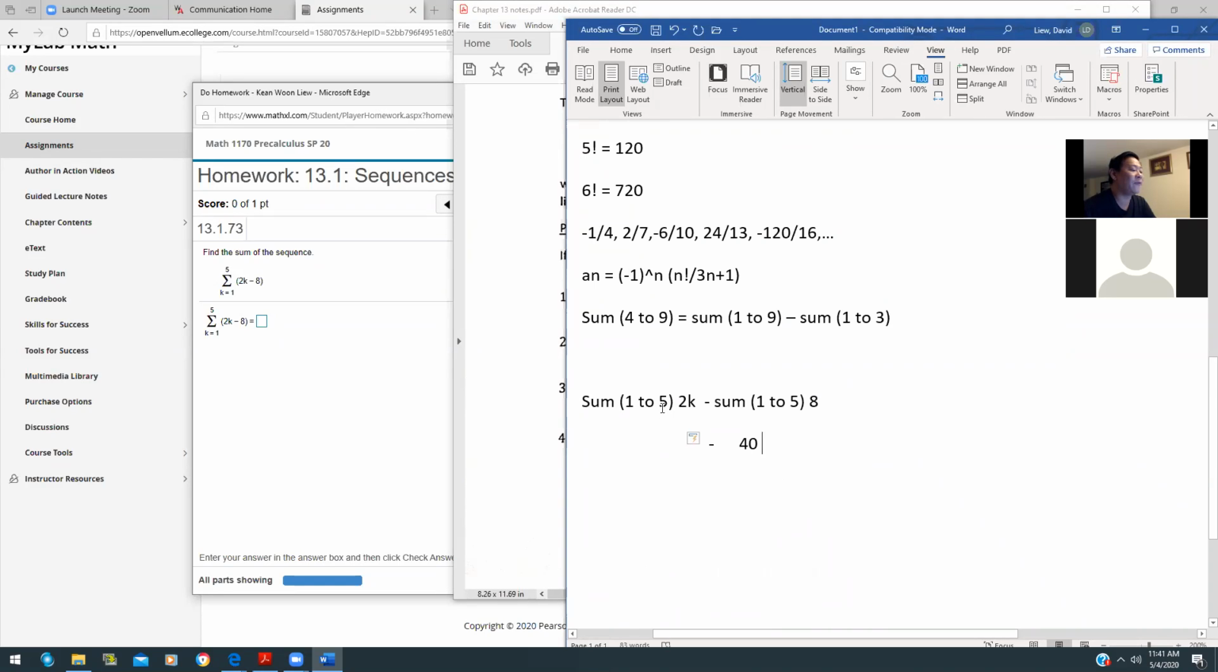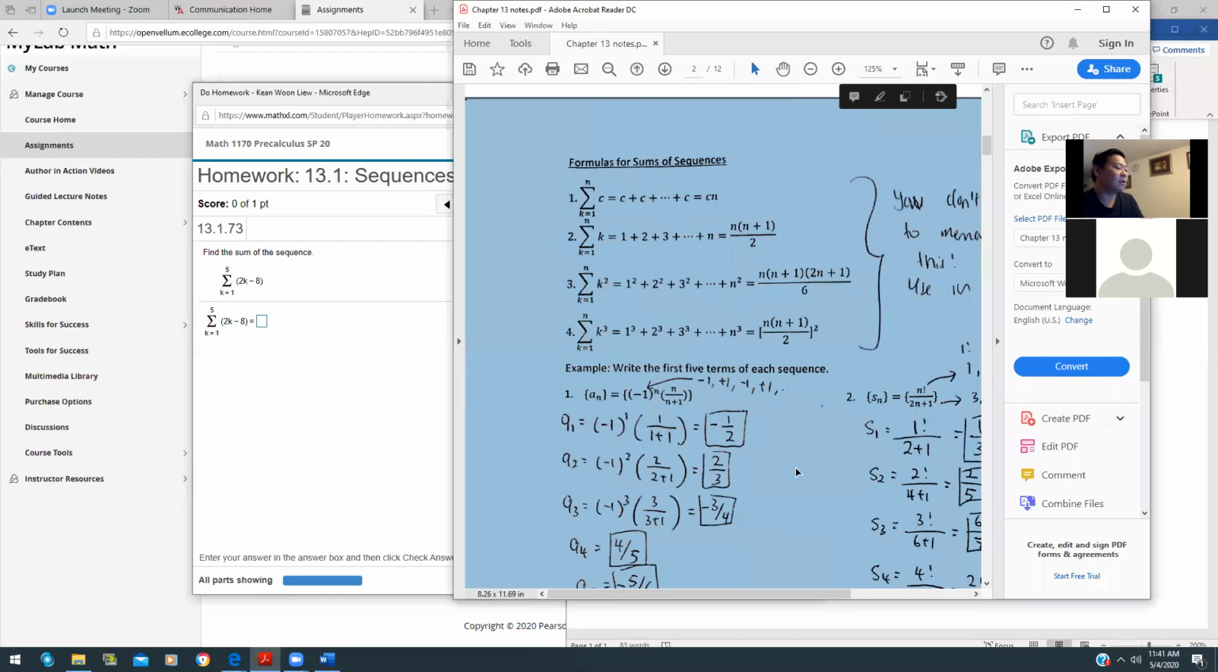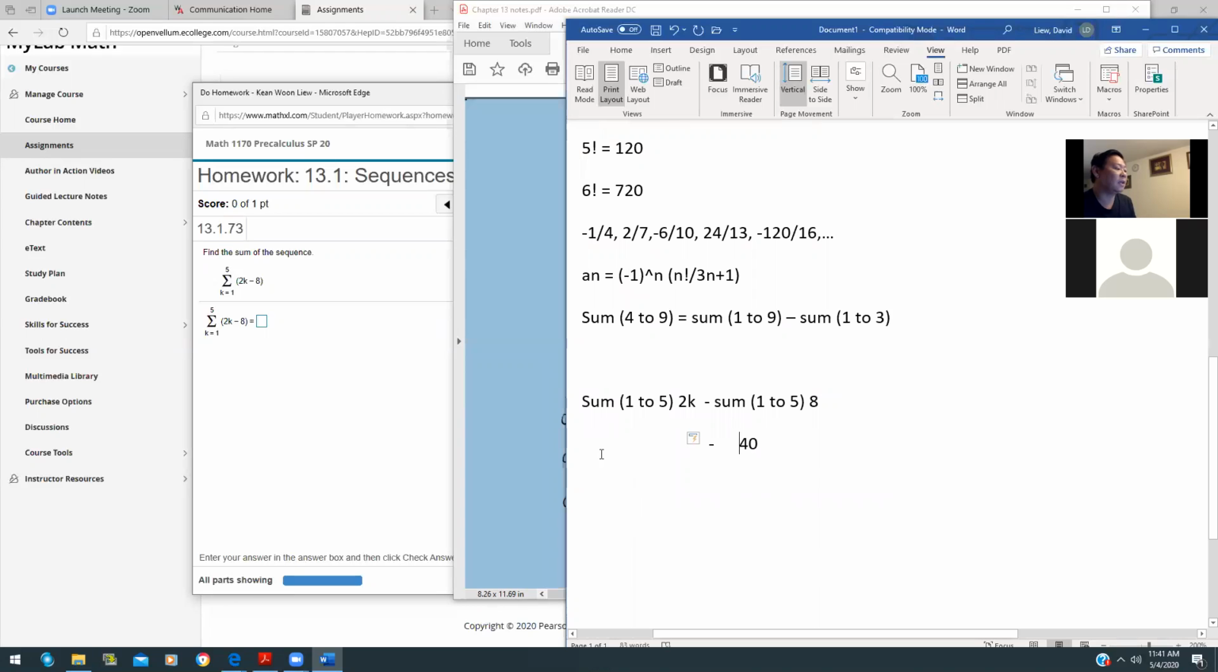Now, to find the sum of 2k, we have to use this formula. Your n in this case is 5. So you have to add 1 plus 2 plus 3 plus 4 plus 5. So you can add it up very easily. The first part is you have to take 2 times 1 plus 2 plus 3 plus 4 plus 5.